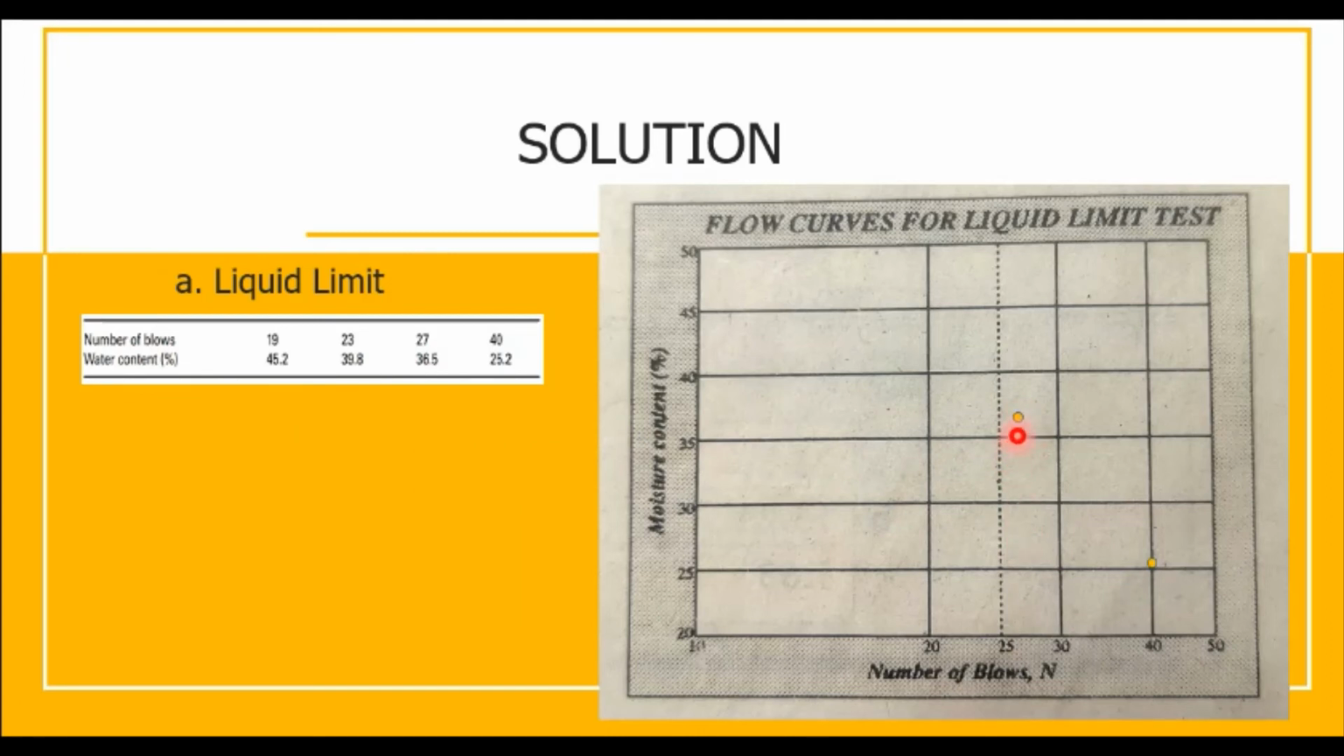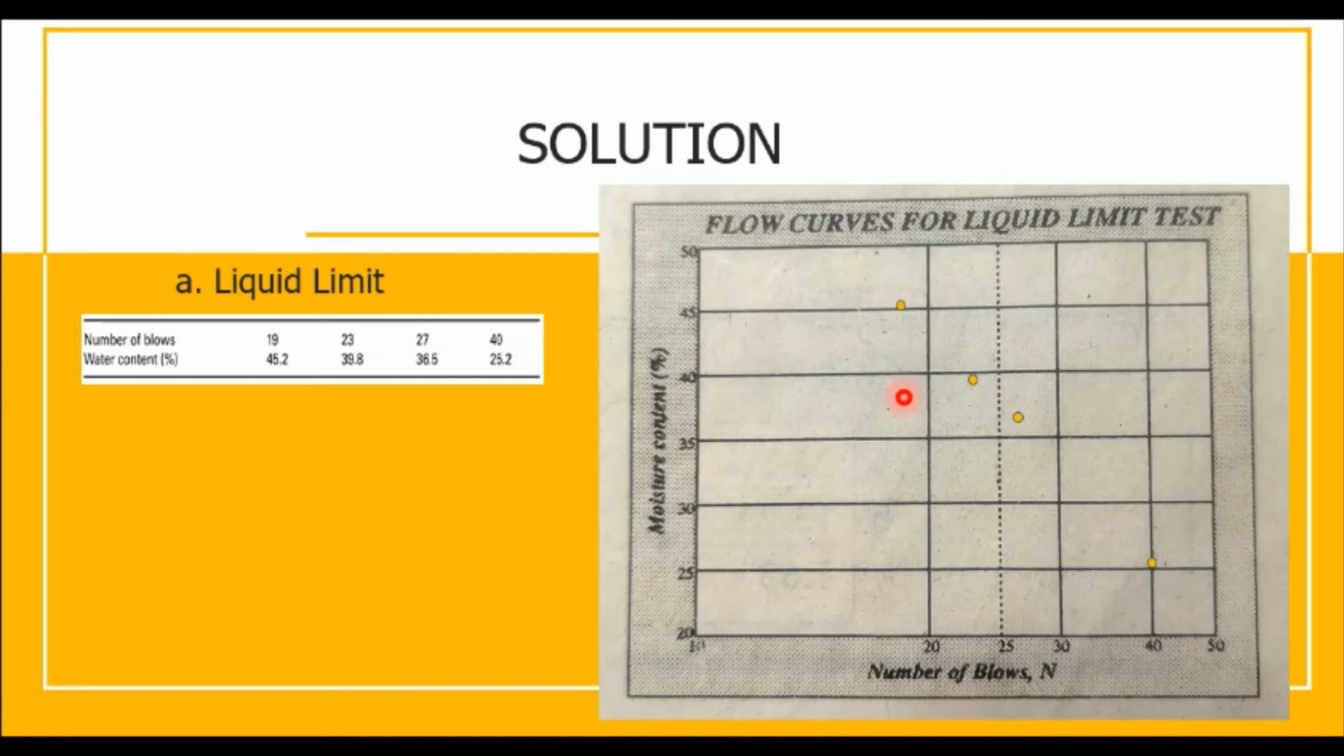So, this is the second point. And then, 23 versus 39.8. 23 is here, and 39.8 is somewhere here. So, that's the third point. And last point, 19 versus 45.2. 19 lies somewhere here, the number of blows, and 45.2 is there.